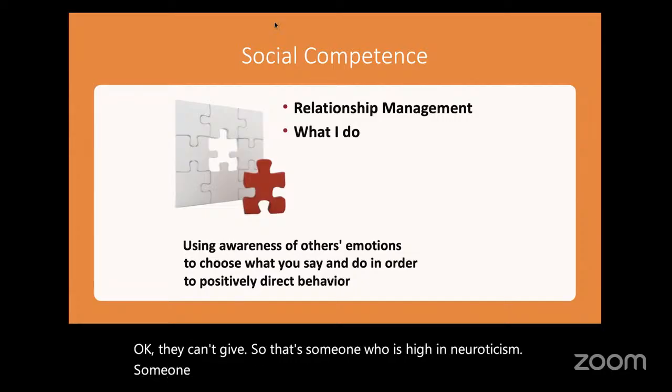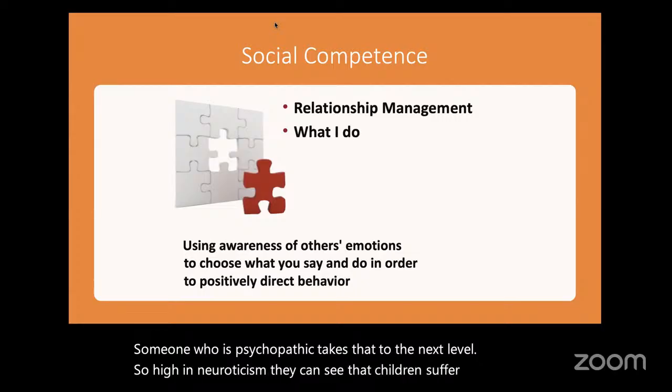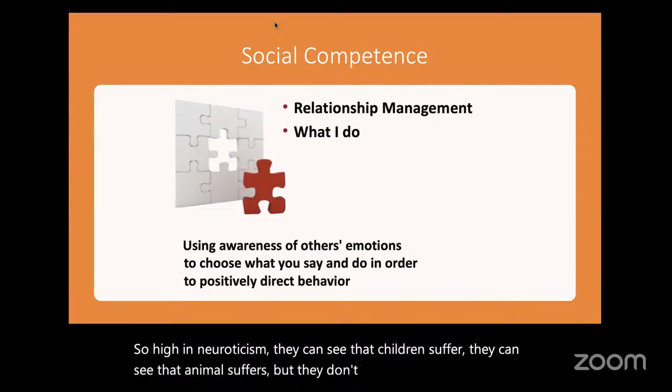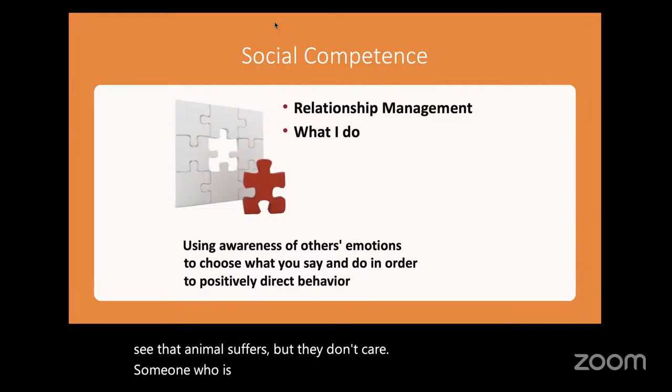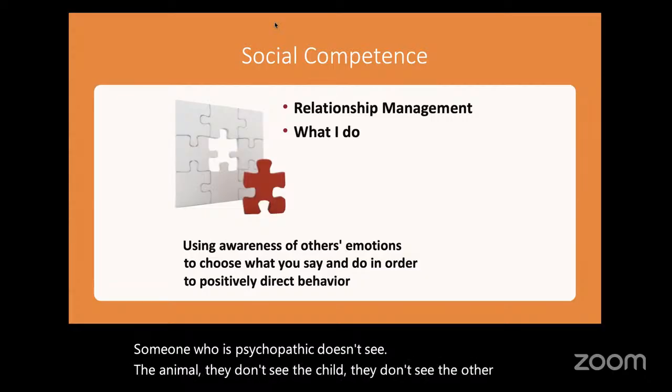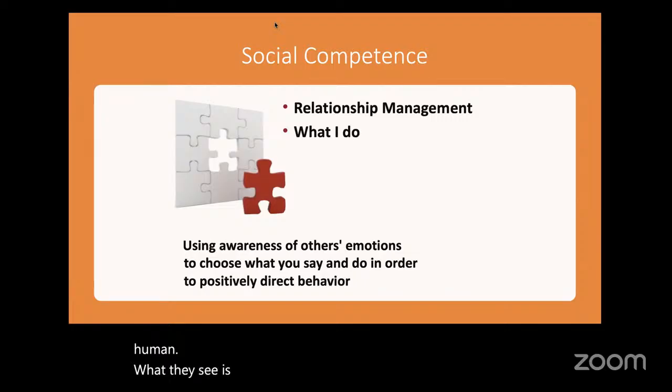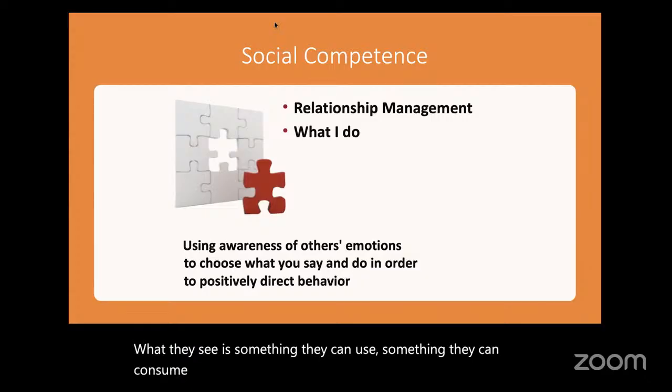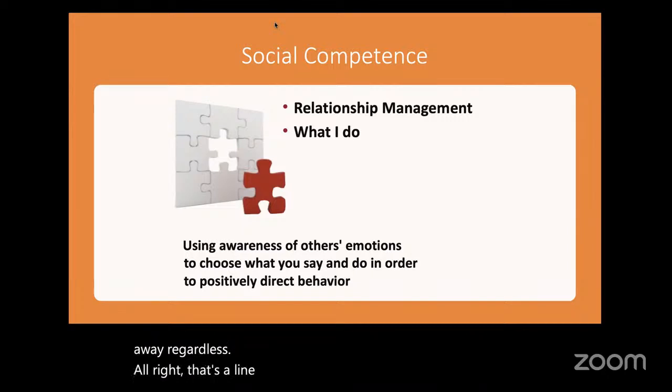Someone who is psychopathic takes that to the next level. So someone high in neuroticism can see that children suffer, they can see that animals suffer, but they don't care. Someone who is psychopathic doesn't see the animal. They don't see the child. They don't see the other human. What they see is something they can use, something they can consume, something that is useful to them, but they could throw away regardless. All right. That's the line between neuroticism and psychopathology.